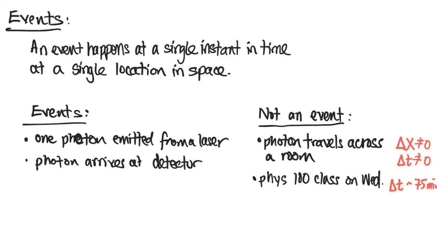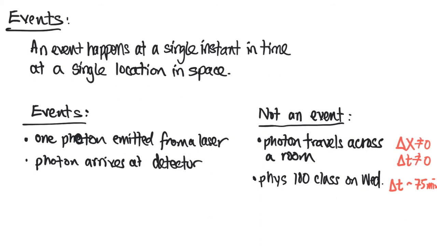Now, you could say the start of Physics 100 class for a particular person, right? And that person would have a given location, and the class would start at a single instant of time. So that would be okay. So think about events. Just take a minute and think of a few events that actually qualify as an event in the lingo of special relativity.